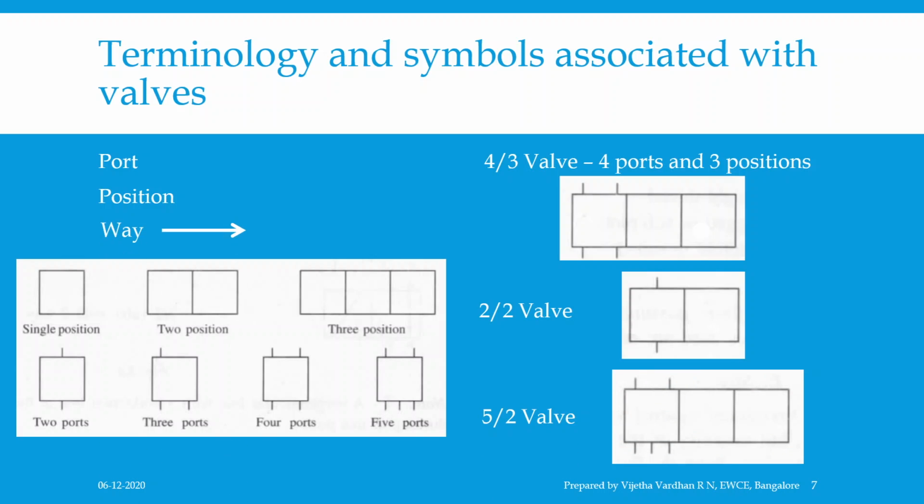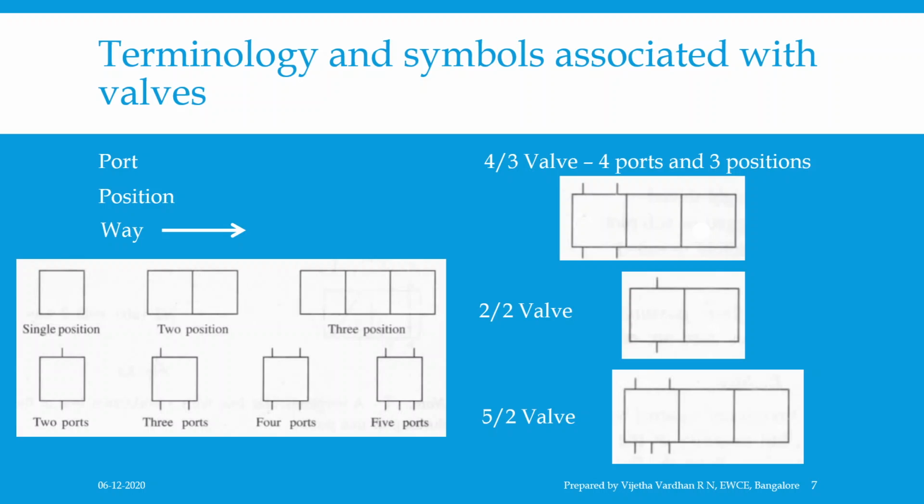Then coming to the way, the term way refers to the flow path, with arrows indicating reverse flow. A direction of flow is denoted by a line with a shaded arrow, you can observe in the figure over there.